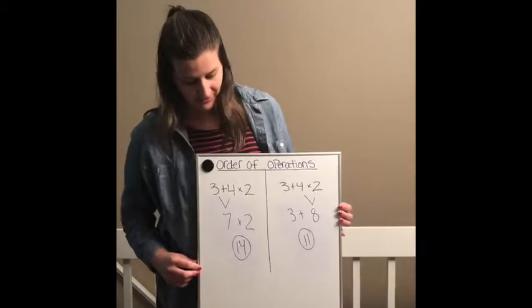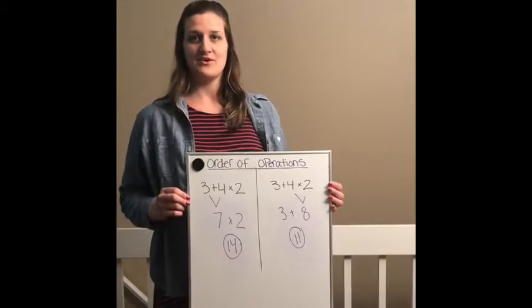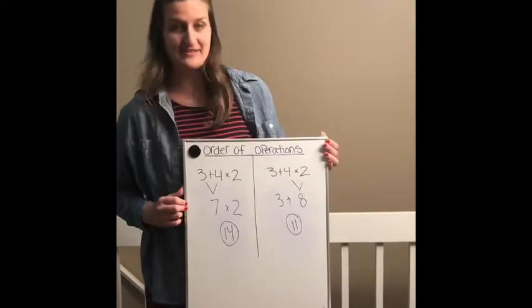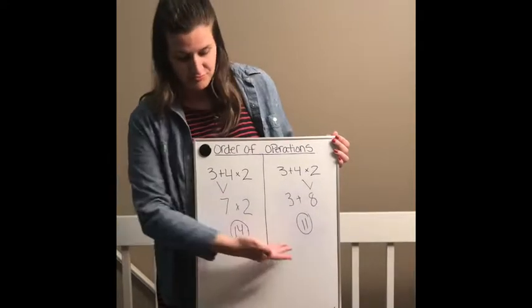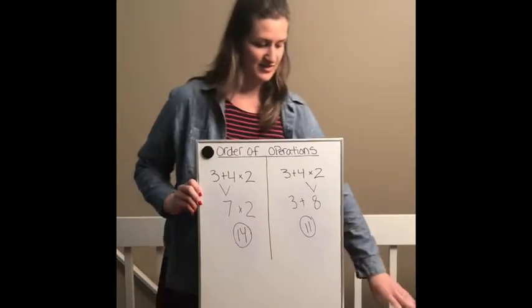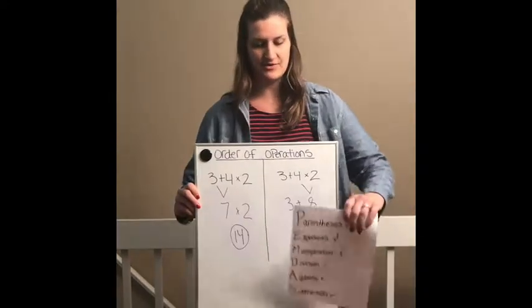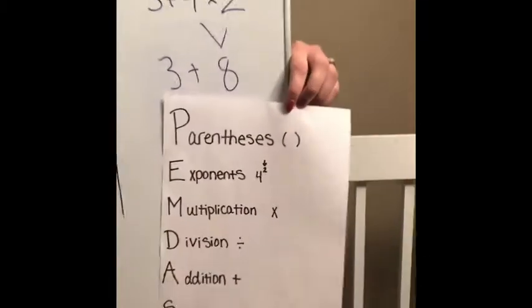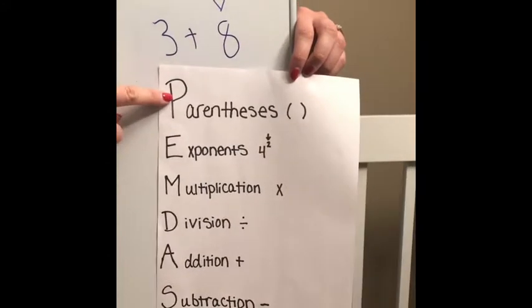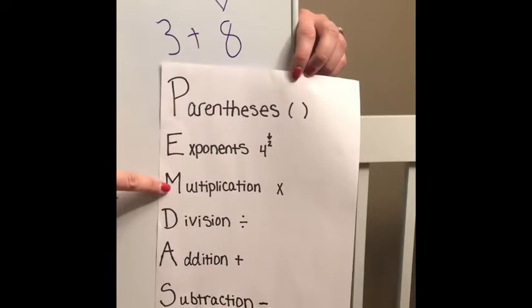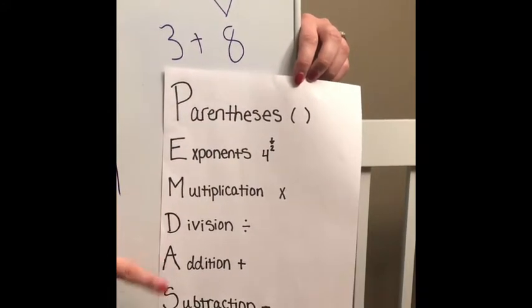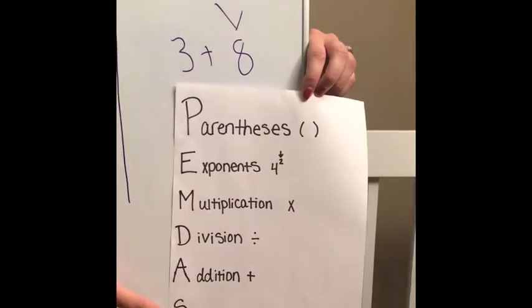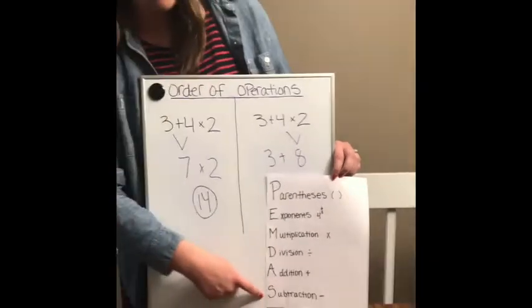So to determine which answer is correct, we have to look at our order of operations. Long ago, mathematicians had the same issue. They had the same problem, but two different answers. So they came up with an order that we now follow so that we come up with the right answer. So we've got parentheses, exponents, multiplication, division, addition, and subtraction. P-E-M-D-A-S, PEMDAS, is one way to remember it.